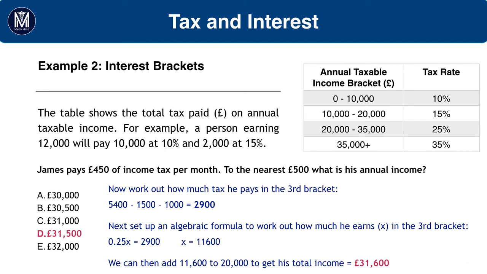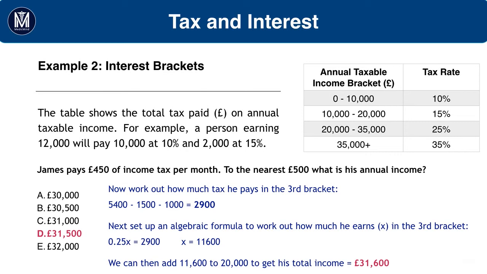Well, we know that he pays £1,000 in the first bracket, £1,500 in the second bracket at 15%. So therefore, you can do 5,400 minus 1,500 and minus 1,000, which means that he pays 2,900 in the third tax bracket of 25%. Remember, from the previous question, if you'd written down 1,000 and 1,500 for the 10 and 15% tax brackets, it would have saved you time for this particular question.